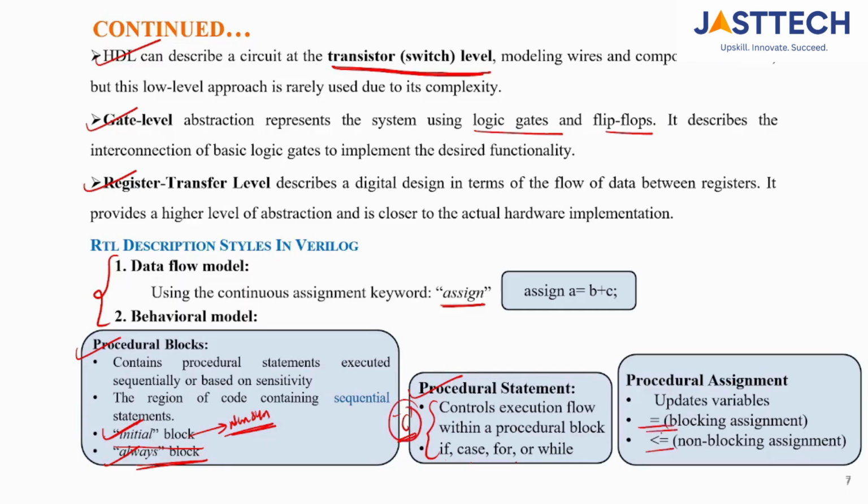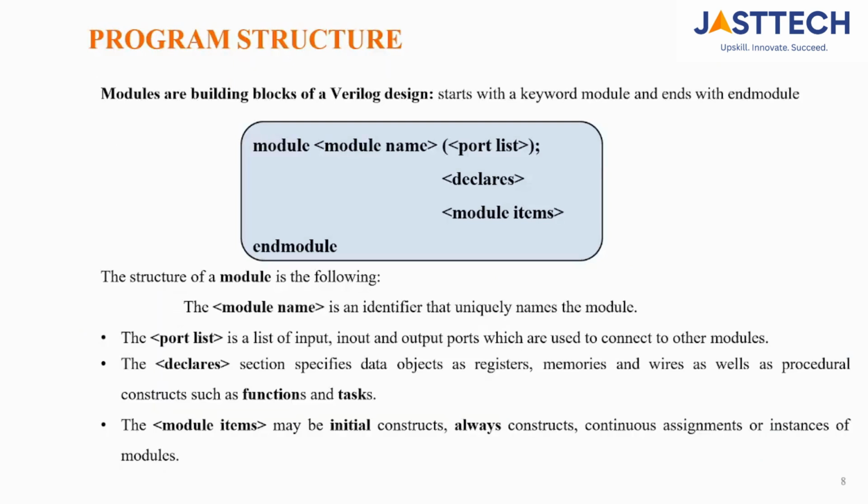Blocking assignment means that when one instruction is being executed, the next instruction is in a blocked state. Non-blocking means all the instructions are executed in parallel. So this is the program structure. It starts with module and the module name, the port list declaration, and ends with endmodule. This is the basic program structure: the Verilog code starts with module and ends with endmodule.